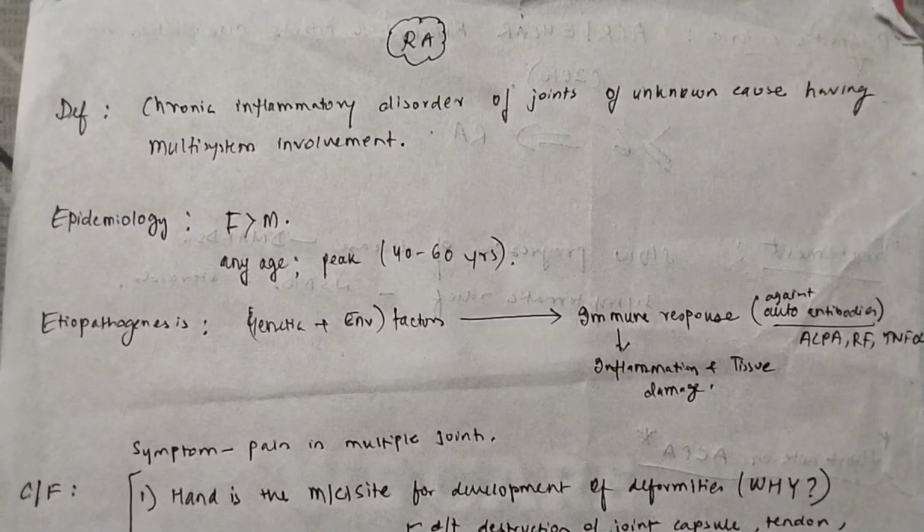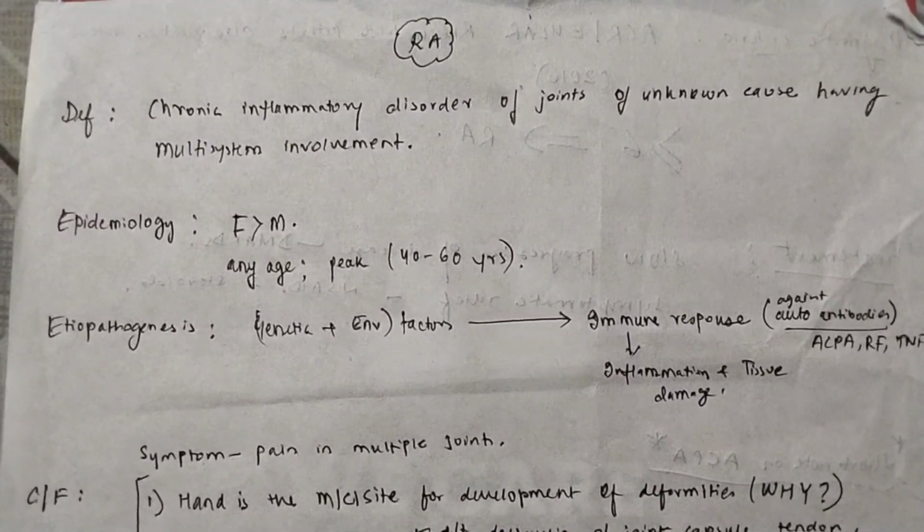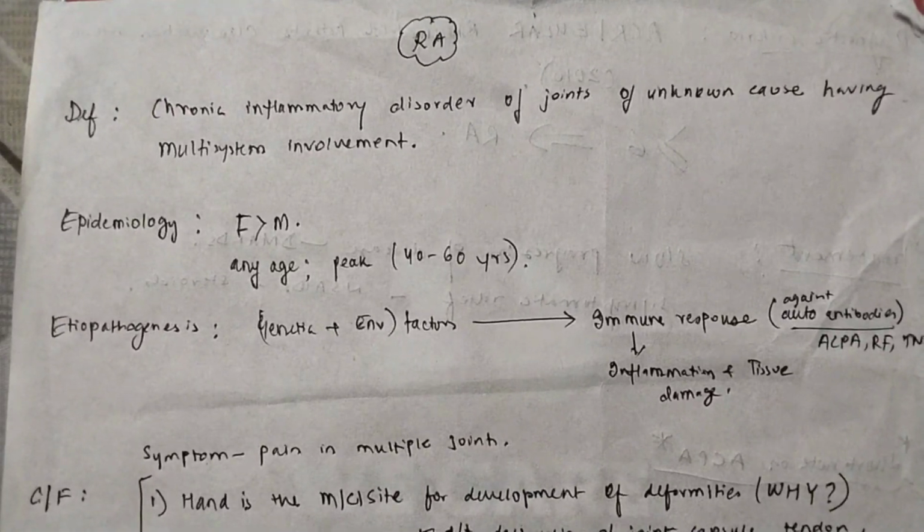It is more common in females than in males because it is an autoimmune disease, and we have seen that autoimmune diseases are more common in females. And it can occur at any age, but the peak occurs at 40 to 60 years of age.